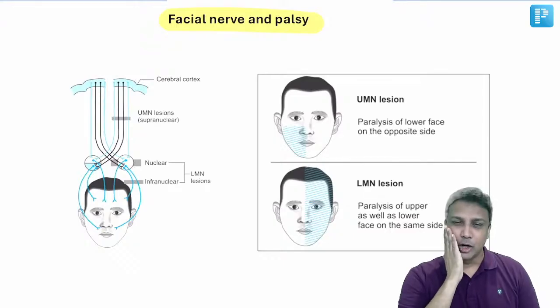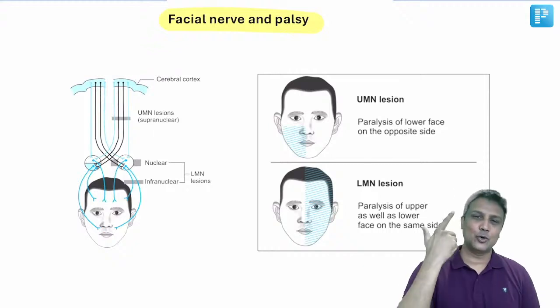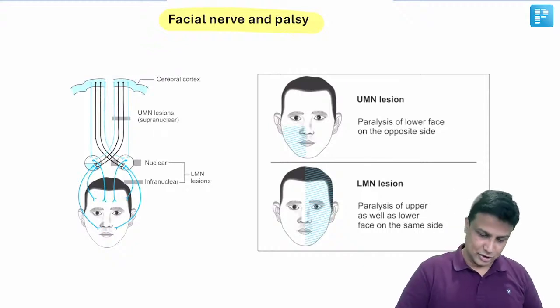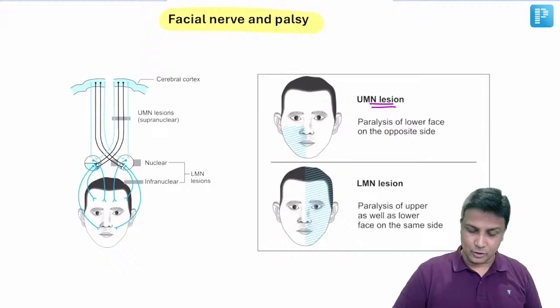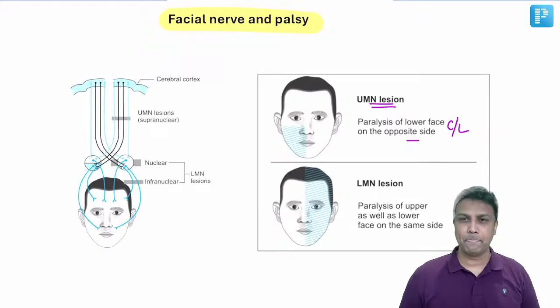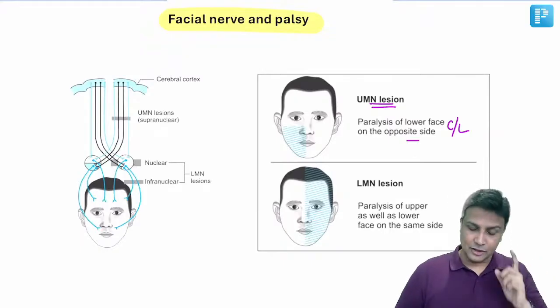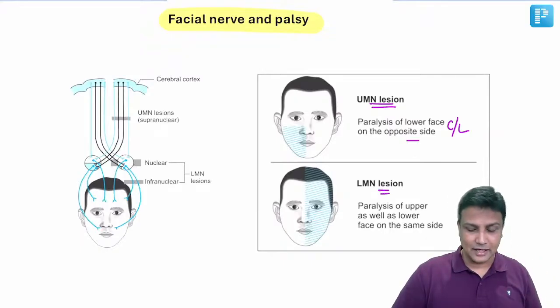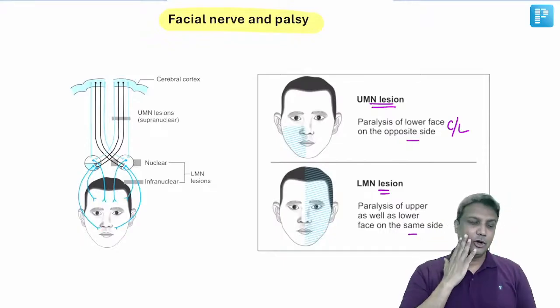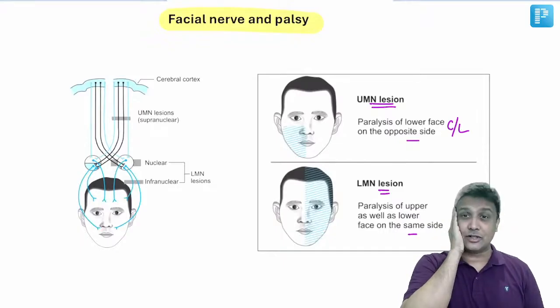I mean to say the lower half of the face is actually paralyzed. If only the lower half of the face is paralyzed here, remember that is due to which one? UMN lesion, upper motor neuron lesion. There will be paralysis of only the lower half of the face, that too on the contralateral side. And if there is an LMN lesion here, then what is going to happen? Complete half of the face will be paralyzed here. Both the upper half and lower half of the face, the complete half, will be paralyzed.